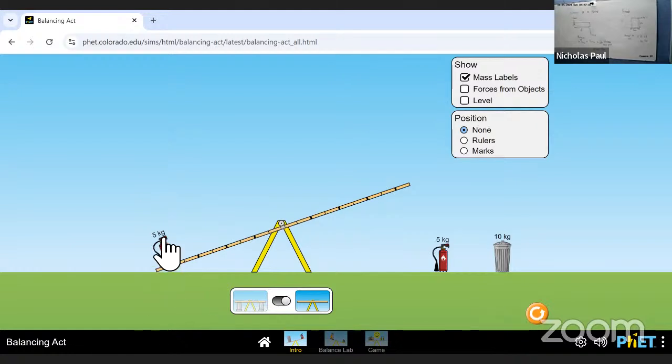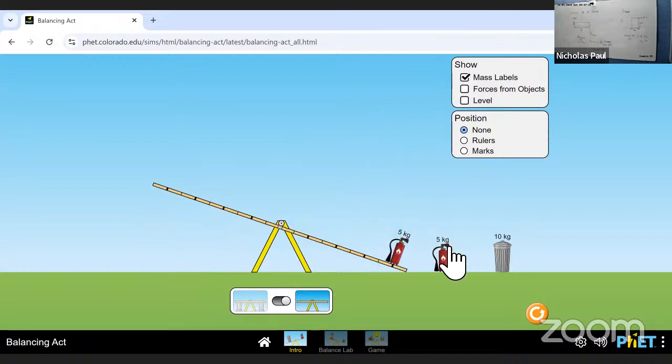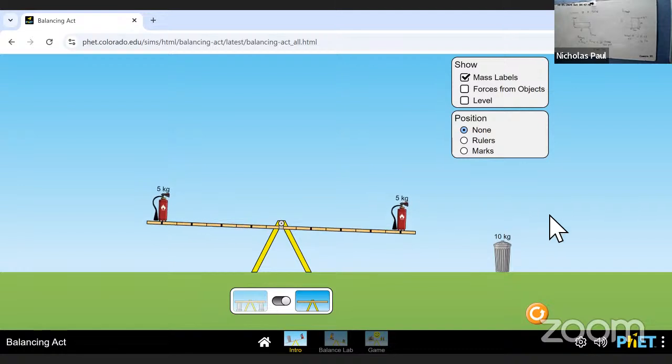So this object here could cause anti-clockwise movement or clockwise movement. So you can move where the object is. Where do I put this 5 kilogram object so that I can balance it off on the other side? Be exact, the exact spot that the one on the right is on. So if I place it here, it will balance off. Okay with that?